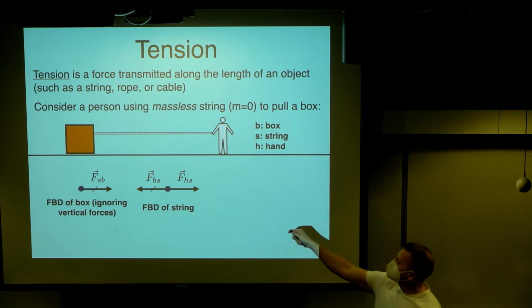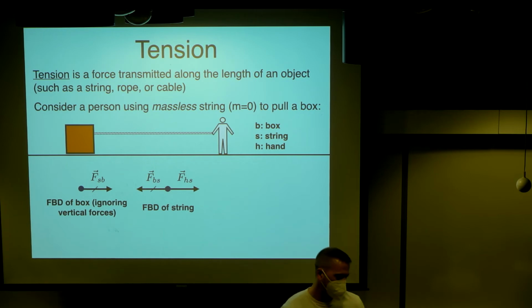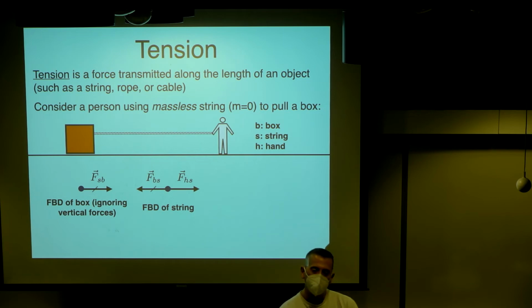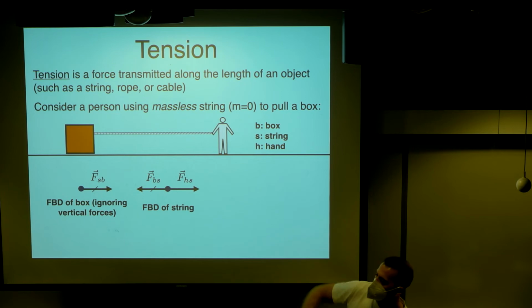Now, I want you to imagine, just for a second, that this rope has no mass. M is equal to 0. Obviously, that's not very realistic, right? But we're going to derive the behavior of how this tension exists in the rope. And it's actually going to be valid for any situation where the mass of your string is negligible, okay? So it's not necessarily that it's exactly equal to 0, but it's a small mass compared to the box, okay?